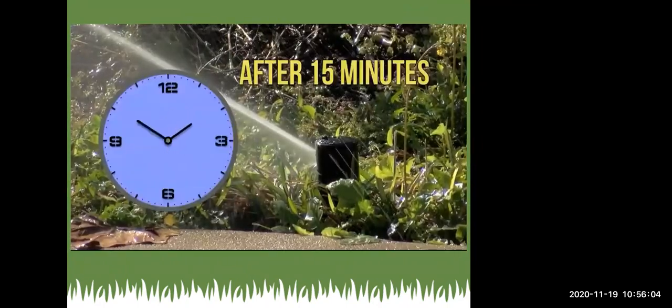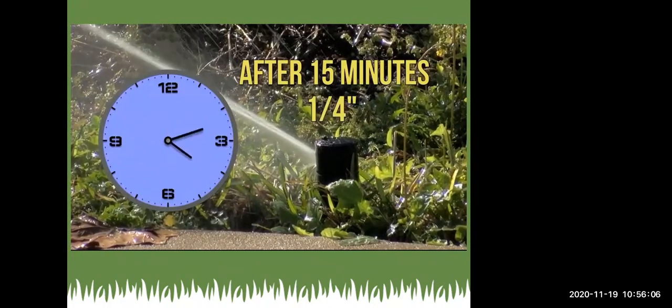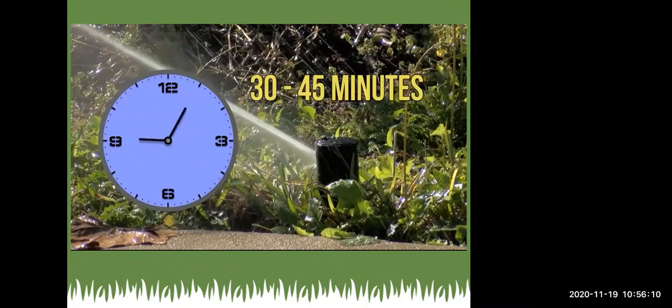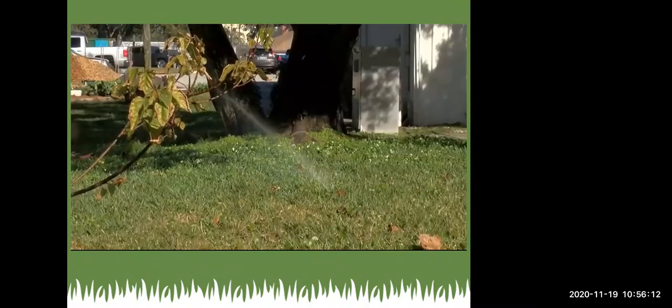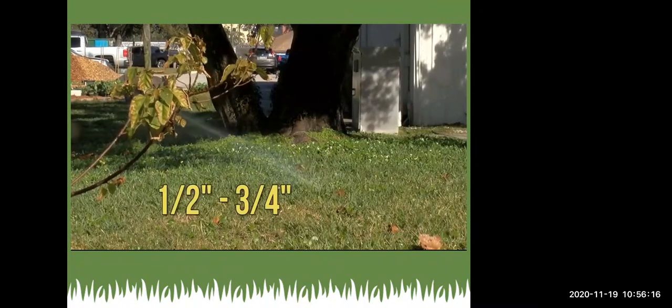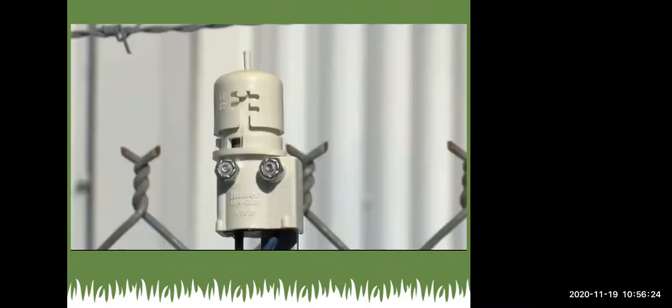So if after 15 minutes you have 1/4 of an inch, you will need to run the irrigation for 30 to 45 minutes for that zone to reach the desired average of 1/2 to 3/4 of an inch. A great way to save water in your landscape is to install a rain sensor. Rain sensors are actually required by law in the state of Florida since 1991.